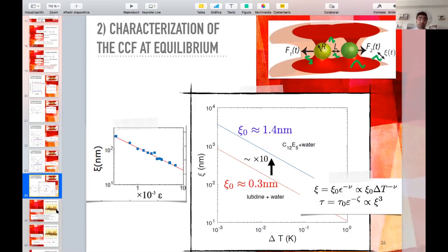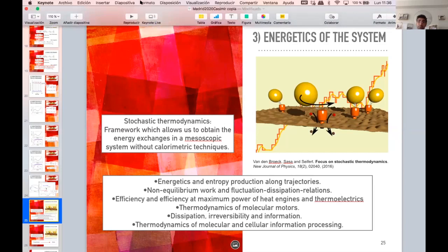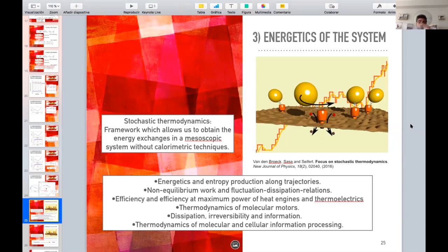So the third part of our results is the energetics of the system. We have the stochastic thermodynamic framework that allows us, without calorimetric techniques, to obtain the change of energy within a small system. It has had quite some success in the last 10-15 years in observing entropy production, studying non-equilibrium work and fluctuation relations in small systems, building thermal engines, and studying the connection between dissipation and irreversibility, and so on.